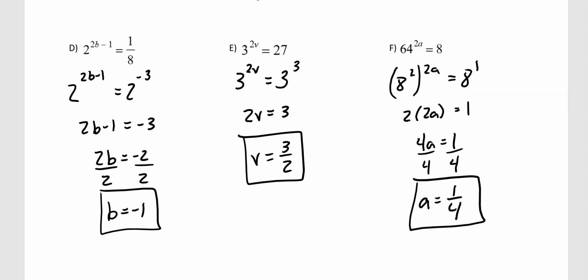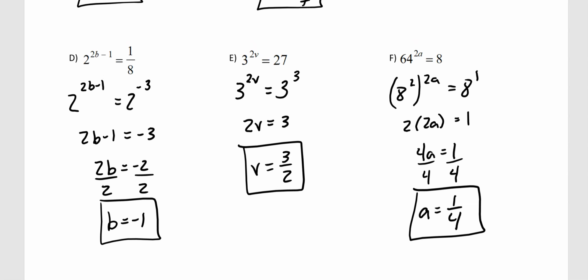In my experience, the hardest part of these problems is just being able to convert them to the like base. So really be sure we're working on that. Make sure we know our exponential values. Make sure we know 7 to the third and 3 to the fifth and things like that. Make sure we can identify those values. Other than that, we should be good to go.